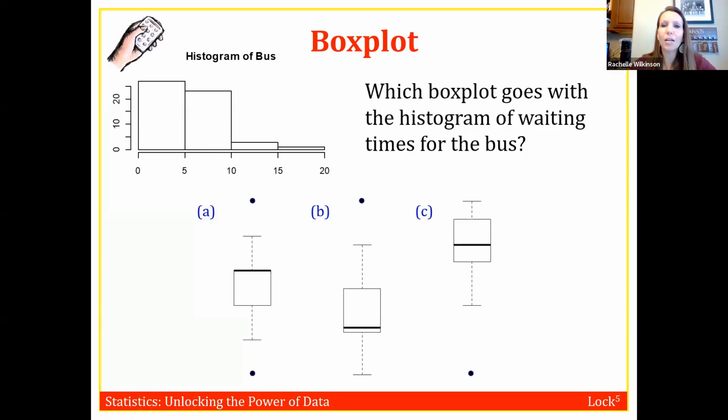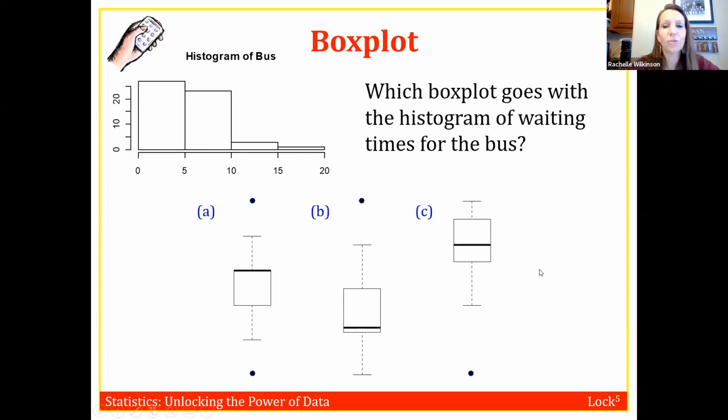All right, here's another question for you. Which of these box plots goes with the histogram up here of waiting times for the bus? So this is what the histogram looks like. What do you think the corresponding box plot would look like? Do you think it'd look like A, B, or C?